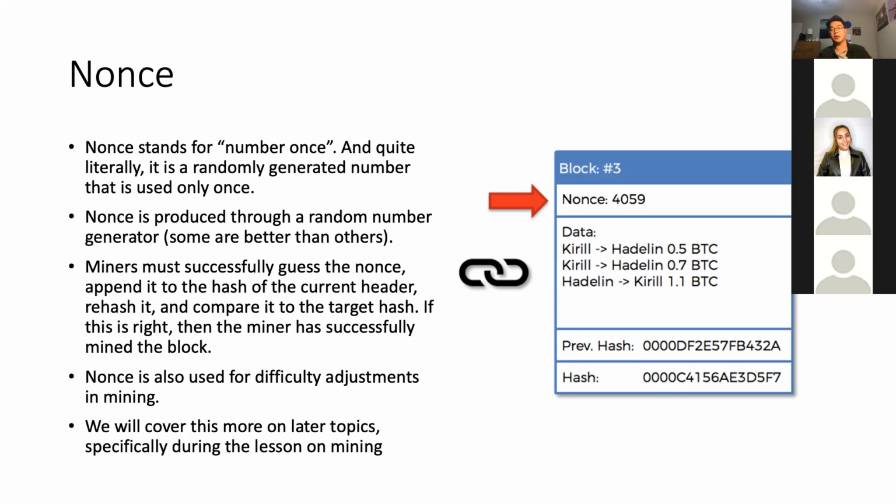To break that down a little bit more, what we said about the hash being one way means that you have to guess the input in order to get the right hash. So the nonce is part of the input. The miners are essentially guessing and checking a bunch of nonces to see if they can get the hash of the block. And if they do, then they've successfully mined the block.